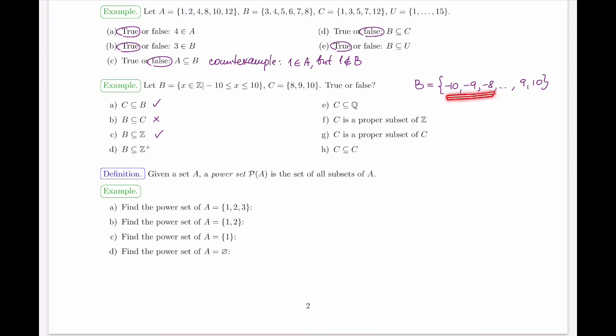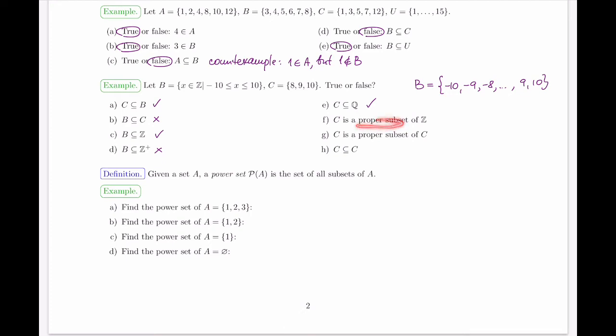Is B a subset of positive integers? No, that's not the case. We see that there is a lot of negative integers in B, so this is not the case. Is C a subset of rational numbers? Are these all rational numbers? Well, they're integers, but integers in particular are rational numbers because we can picture them as having denominator 1, so that is the case.